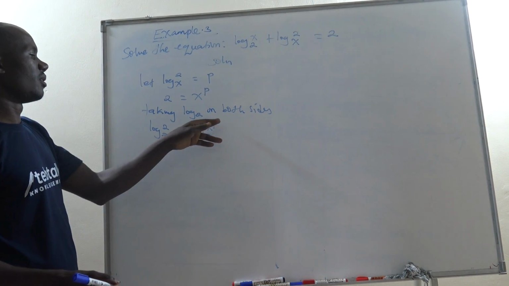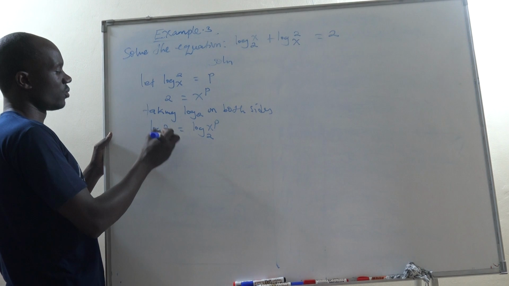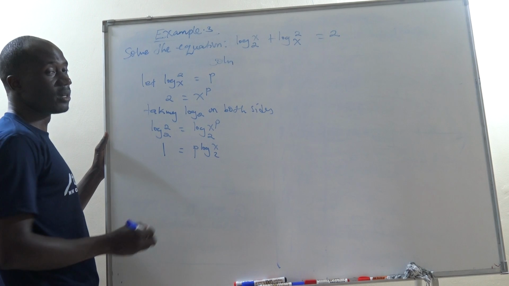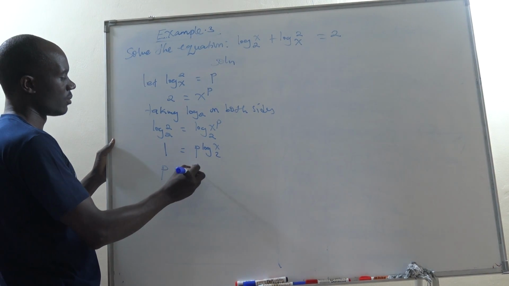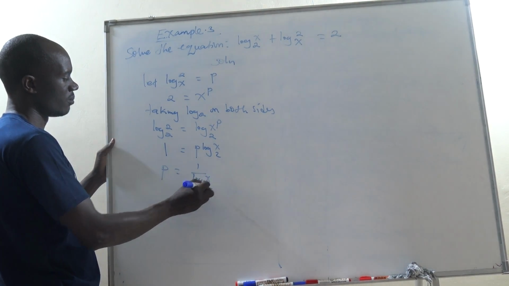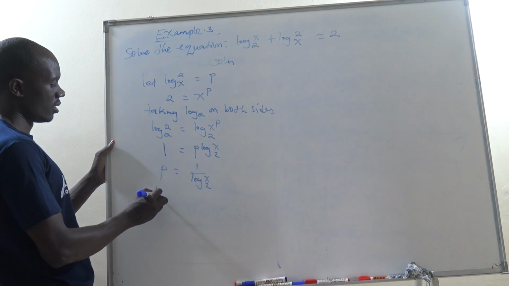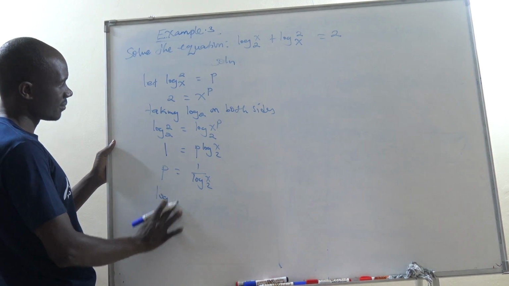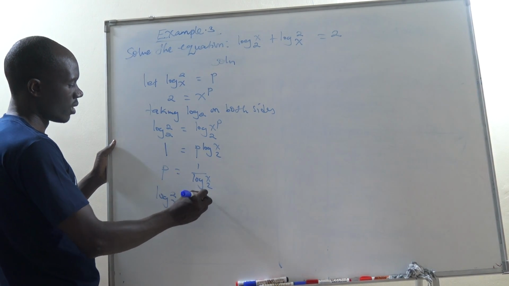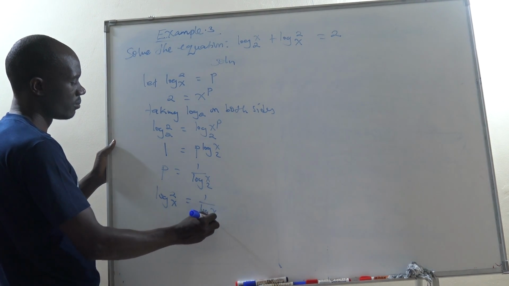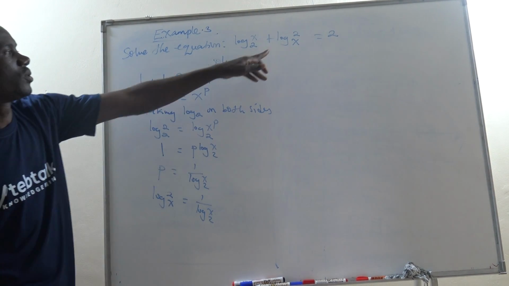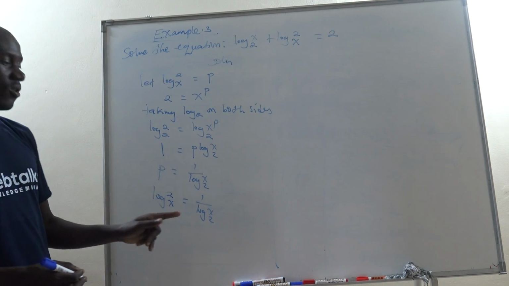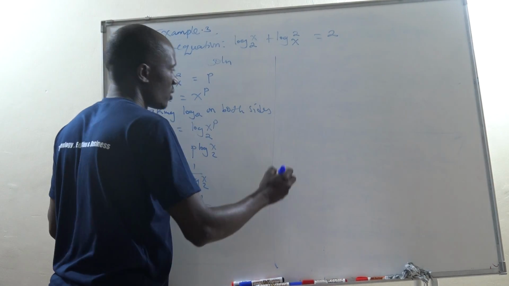From the rules again, the power is dropped. Log of 2 base 2 gives 1, which is the same as p log of x base 2. Can you make p alone? P becomes 1 out of log of x base 2. But p was already log of 2 base x, so log of 2 base x equals 1 out of log of x to base 2. So you are going to substitute it here. Where you see log of 2 to base x, you say 1 out of log of x to base 2.